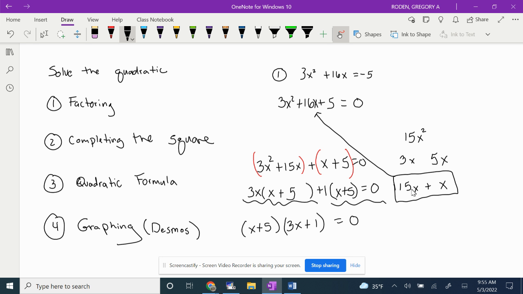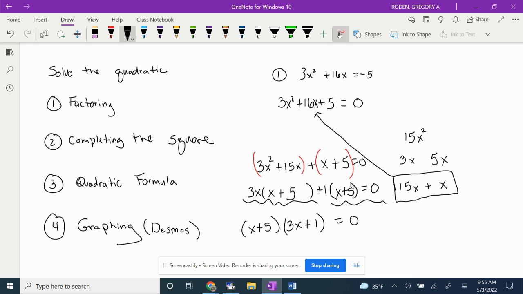Okay, does everyone understand where we got the 15x plus the x? Does everyone understand that we just simply substituted that in for 16x? Does everyone understand that I put parentheses? It's called factoring by grouping. When you have four things, you can do something called factoring by grouping. I just put parentheses around the first two things and parentheses around the second two things.